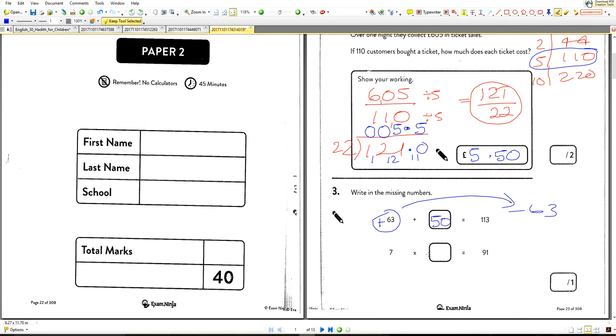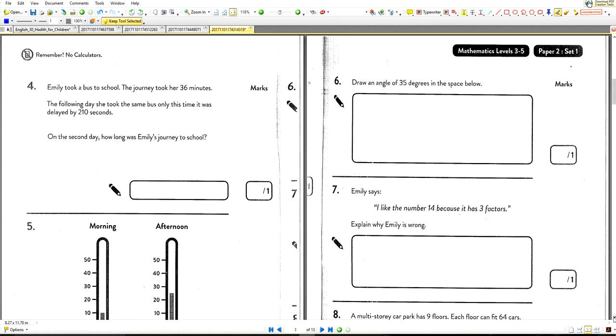Next, 7 times by a number is 91. So the opposite of times by 7 is to divide by 7. You can check my other videos, the algebra solving videos. So we get an answer if we divide 91 by 7: that's 1, that's 2, that's 3. So our missing number is 13. Let's move on to the next question.